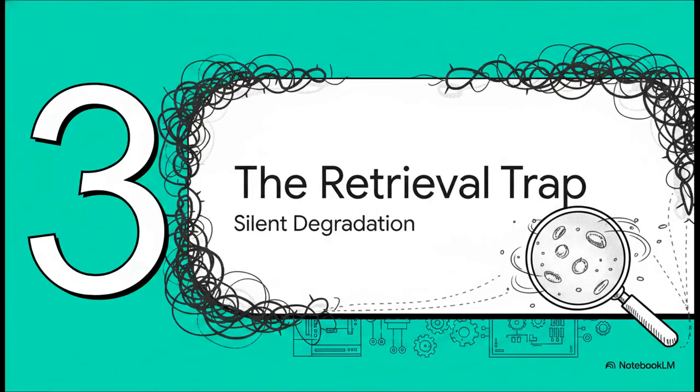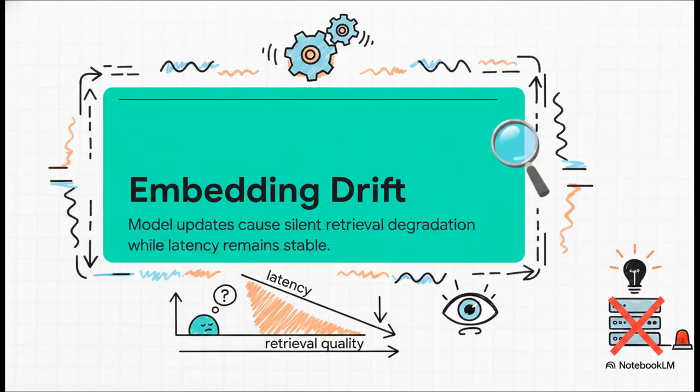All right, on to Section 3, inside the retrieval trap. Here is the absolute most common silent killer in production defined: embedding drift.